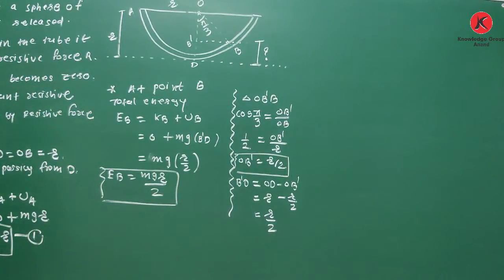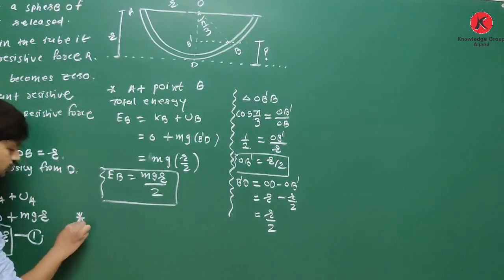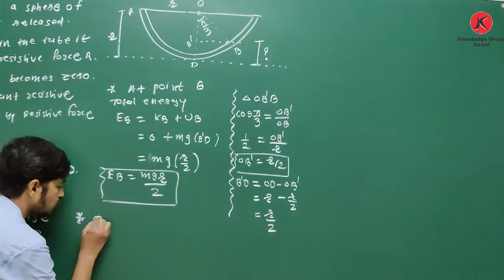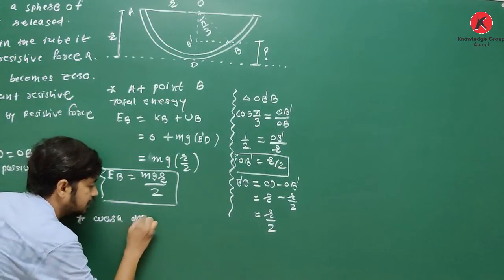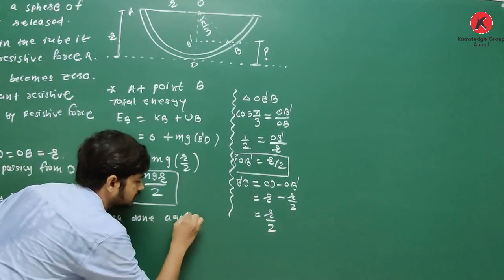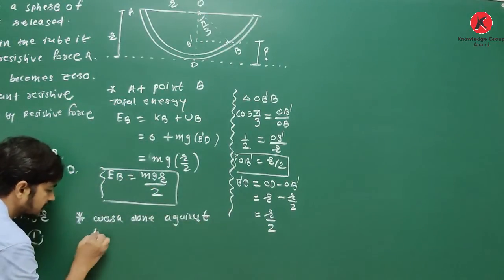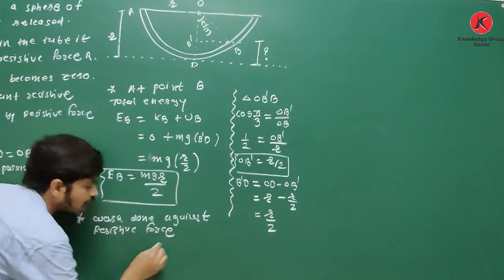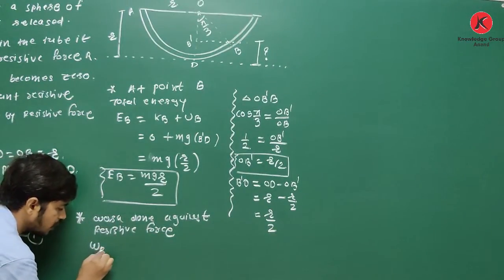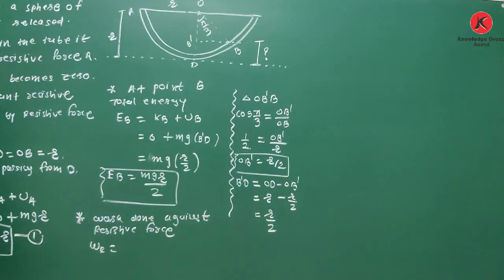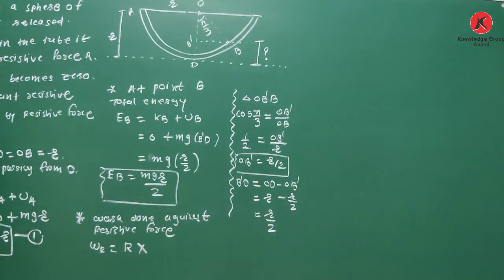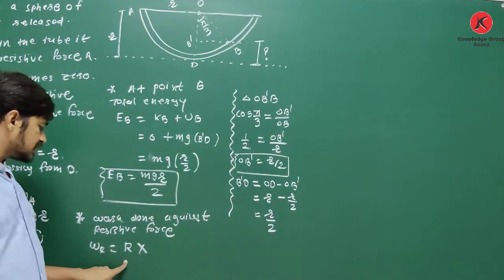So now we will find what is the energy used against the resistive force, the work done against the resistive force. How to find this? WR is equal to work done, it is resistance into distance. The force is given as R. You are given a constant resistive force R.